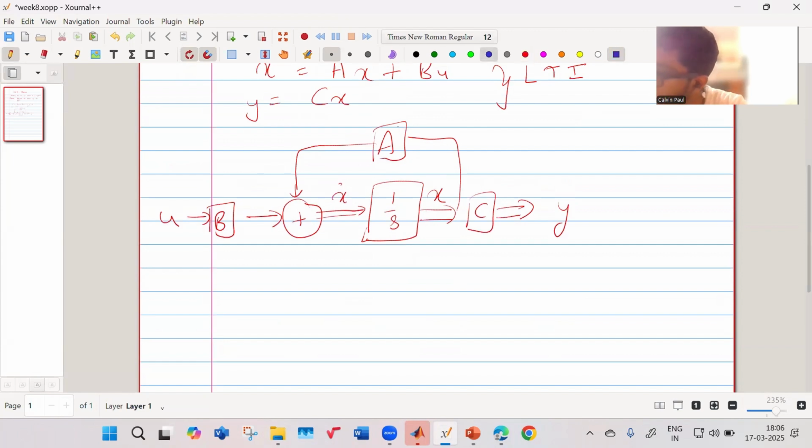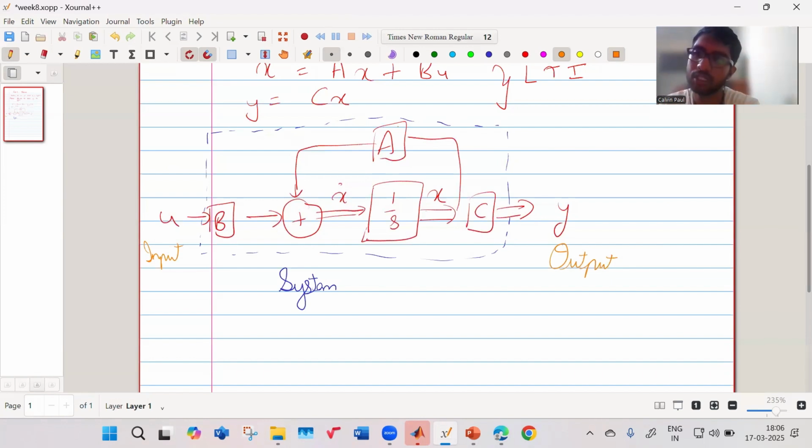And what we will see is, this entire thing is my system. And this is my input, and this is my output. So how do you know what is an input? An input is what you are giving as an input to the system, and y, the output, is what is your measurements. The outputs are your measurements.